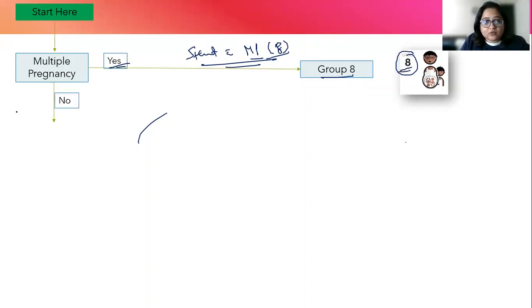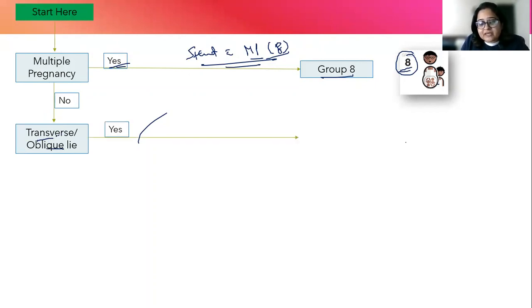Next, if she's not a multiple pregnancy and it's a single baby, then what should you see? Then you should see if it is a transverse or oblique lie. If yes, nothing else you need to see, she straight away falls into group 9. I hope this is clear. So start with multiple pregnancy: yes, group 8. No, is it transverse or oblique lie? Then she will fall into group 9.